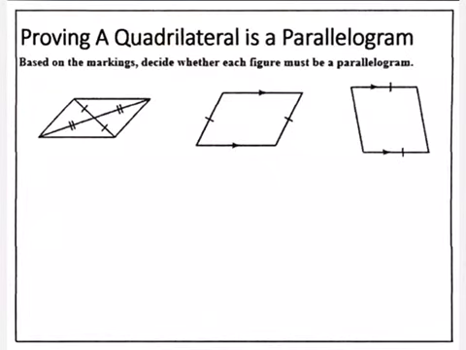So based on the markings in these pictures, can we determine whether or not each of these figures is a parallelogram? Well, in the first example, we've got congruent marks here and here, and then these two pieces are congruent here. So yes, because the diagonals bisect each other.